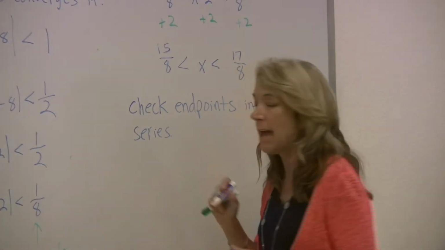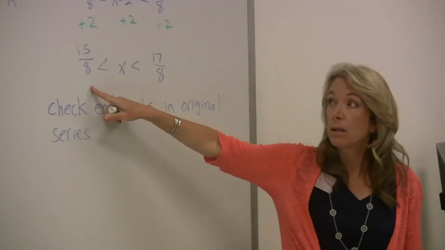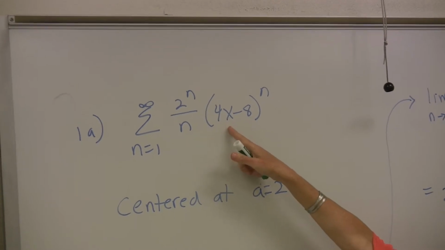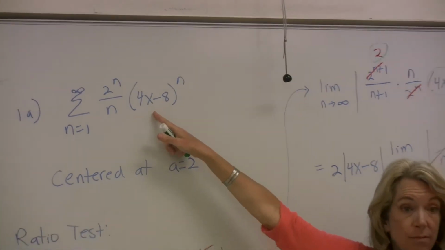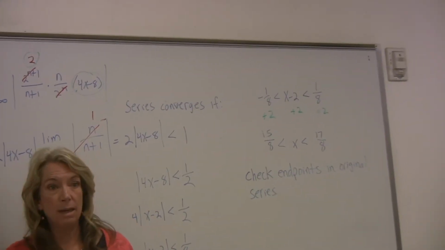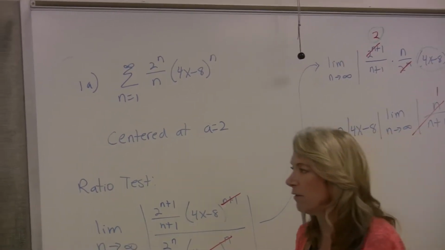What I mean by that is take x equals 15/8, plug it into here, simplify, and check to see if this series converges or diverges. And then we're going to take x equals 17/8 and do the same thing. I don't know if I'm going to have enough room in that corner, so I'm going to come over here.